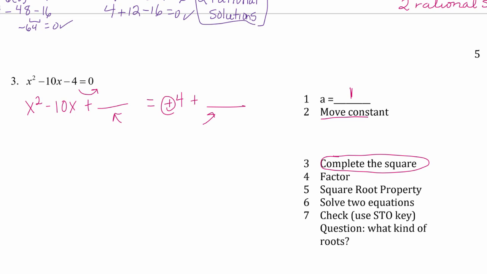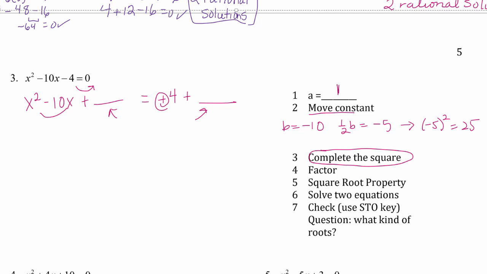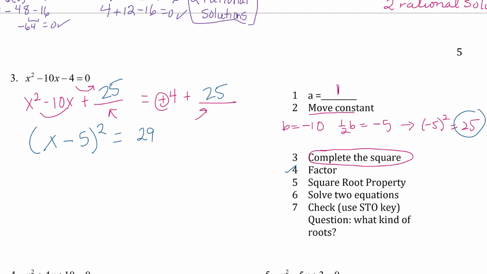So b is negative 10. Half of that is negative 5. Squared is 25. 25 goes here. Different color. And here. Okay. So this 25 goes on both sides of the equation. All right, cool. Now we're going to factor. X minus 5 squared equals, add the like terms over here, so we have 29. Those two constants, right? Okay.